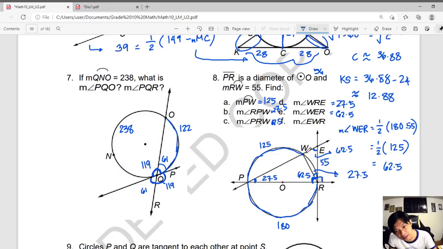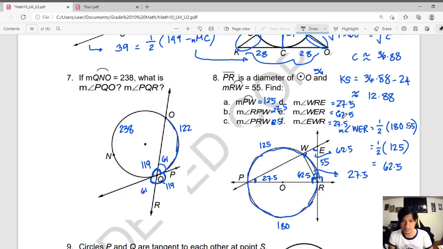Ito, EWR, this one. So this one, ito yung theorem number 5, pwede natin apply yung inscribed angle. Tama ba? Saan ba siya nag-meet? EWR, ito. So, pwede natin i-apply yung inscribed angle dito. So, we have, ito, measure kasi nito is 55. So, ibig sabihin, what is 1 half of 55? So, 1 half of 55 is 27.5. Yan. EWR.